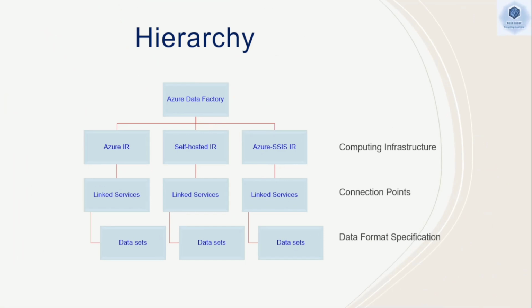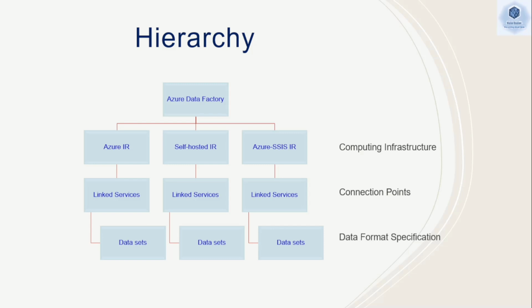This is the hierarchy of connections we are going to make for any data movement or data transformation activities. In this hierarchy, the integration runtime is the first step you need to provide for any data movement activity. There are three different integration runtimes available in Azure Data Factory: the Azure Integration Runtime, the Self-Hosted Integration Runtime, and the Azure-SSIS Integration Runtime. These integration runtimes are the computing infrastructure, so you define in which infrastructure you are going to work.